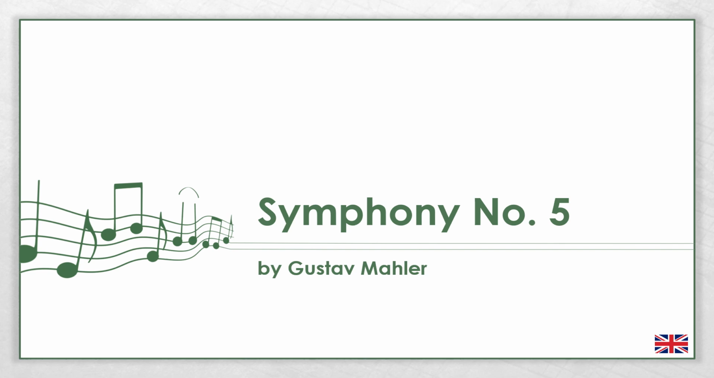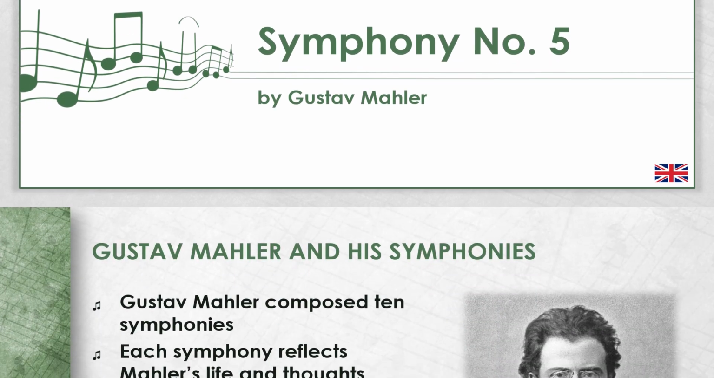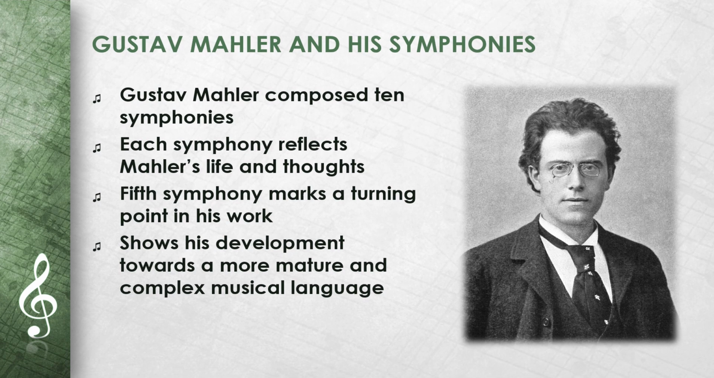This video is about Symphony No. 5 by Gustav Mahler. I will explain the most important things about the work and the composer. Gustav Mahler composed a total of 10 symphonies, each of which has a unique sound world. Each symphony tells its own story and reflects Mahler's life and thoughts. His Fifth Symphony, composed between 1901 and 1902, marks a turning point in his work.